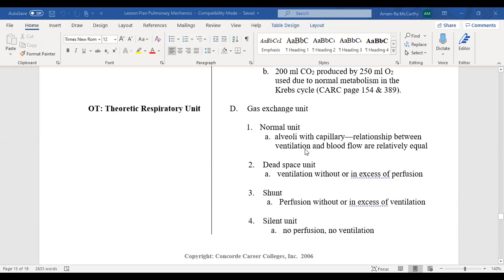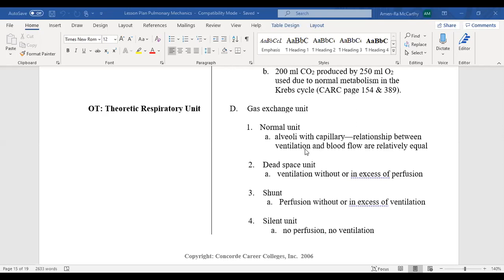All right, last little bit. Gas exchange unit. I just did that on the board, but now you get to write it down. If you want to write it down and take a picture of it, gas exchange units. What did I say? You have a normal unit, dead space unit, a shunt unit, and a solid unit. Yeah, we did that, but that's it right there in words. Now look at what it says. Dead space unit, ventilation without or in excess of perfusion. So we got the gas, but we don't have the blood. That's dead space.